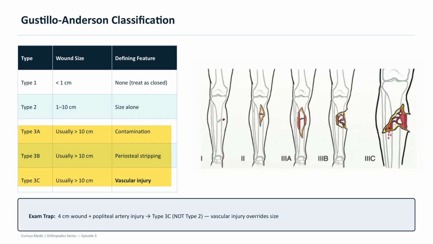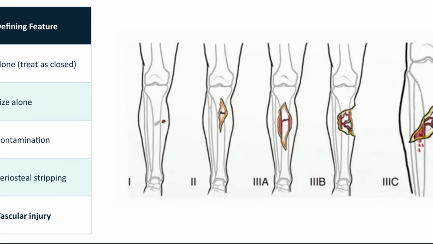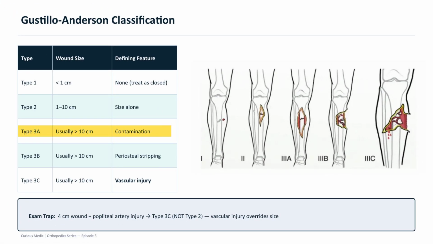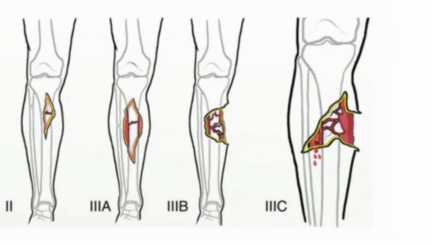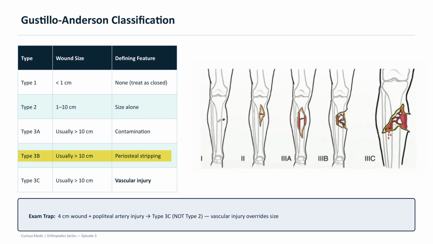defining parameter anymore. Type 3A is defined by the environment the injury occurred in. Farm injuries, sewage contamination, gunshot wounds, high contamination environments. That is the defining feature of 3A. Type 3B is defined by periosteal stripping. The periosteum, the covering of the bone, has been torn away. The bone is bare and naked, completely exposed. This is significant because the periosteum carries blood supply to the bone. Strip it, and healing becomes much harder.